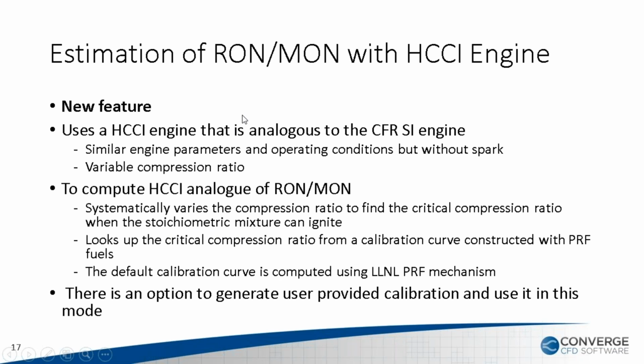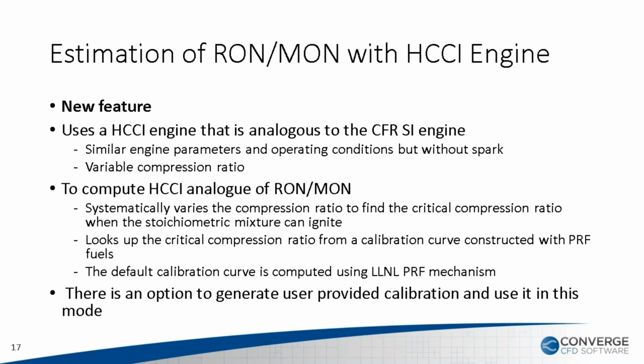Okay, so now we have the HCCI engine, and we're using it to estimate RON and MON. What we're essentially doing is using an HCCI engine that is analogous to the CFR SI engine. We use the same engine parameters and operating conditions, but we just don't have the spark. Similar to the CFR engine, we have variable compression ratio. So you give me a fuel sample, a fuel mixture, and we take the stoichiometric mixture, put it in the HCCI engine that matches the CFR engine, and systematically change the compression ratio until we find a critical compression ratio where the mixture can ignite.